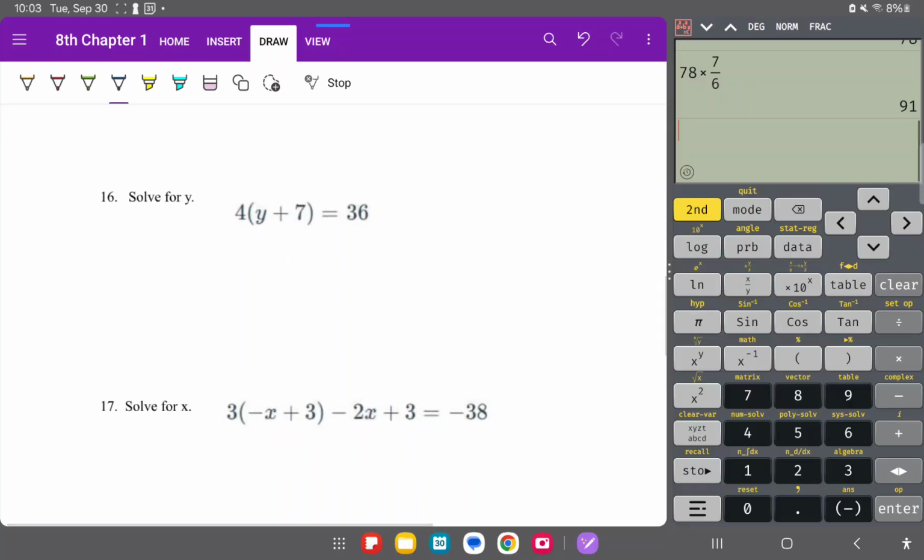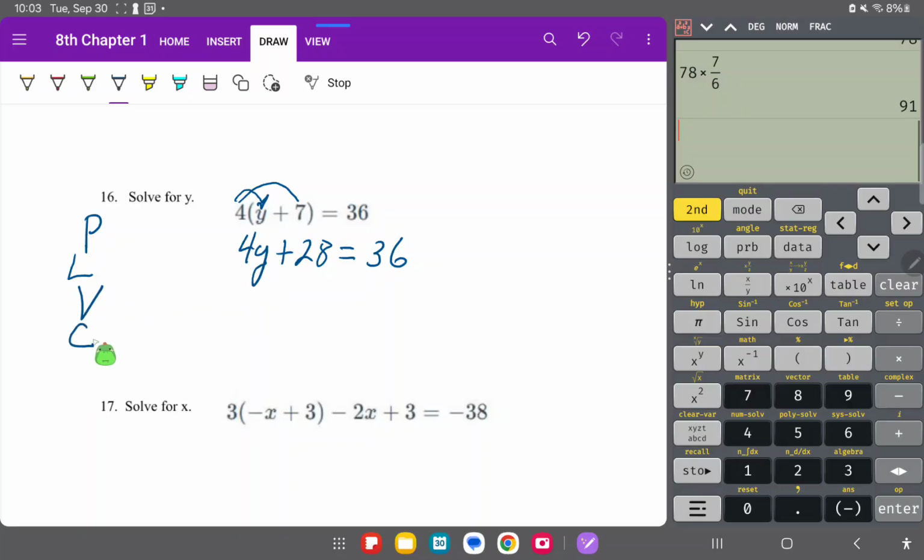All right, so let's go to number 16. With this one, we do have parentheses to deal with, right? So we have to distribute. 4 times y is 4y. 4 times 7 is 28. Bring down your equals, bring down your 36. There are no like terms to combine. All the variable terms are already together.